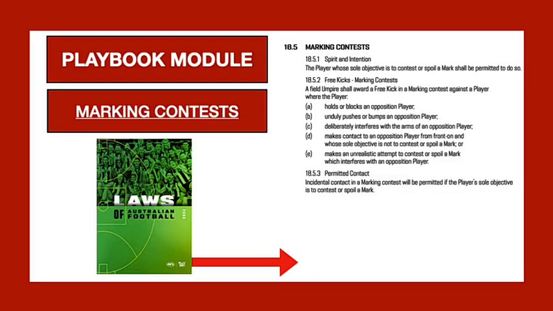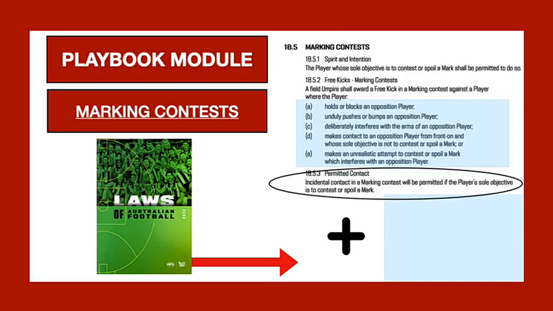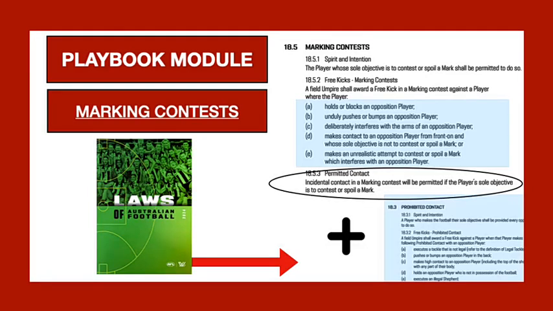Specific to marking contests are the 5 rules there. Holds or blocks, unduly pushes or bumps, deliberately interferes with the arms, makes contact to an opposition player, makes an unrealistic attempt. So those 5 are specific to marking contests. Then in the blue, you've also got your prohibited contact ones, which are pushing in the back, high tackles, etc. Circle part, permitted contact.